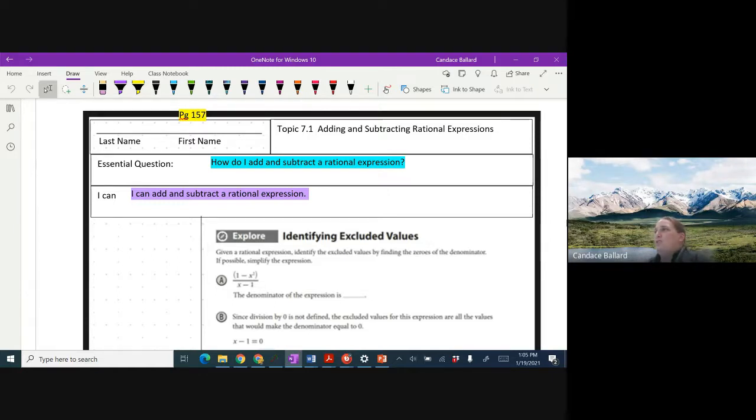So what does, just in general, the word excluded mean? What do you think the word excluded means? Can you tell me in the chat, what does excluded mean? Just basically, what does it mean?